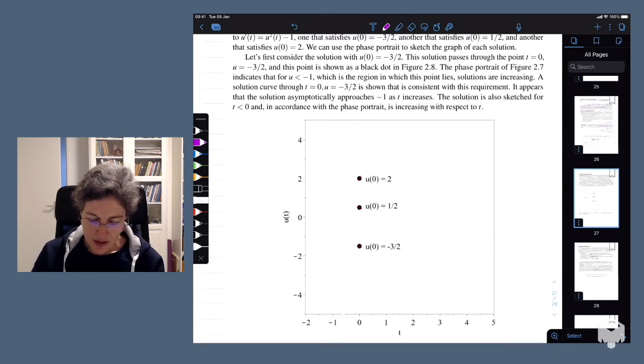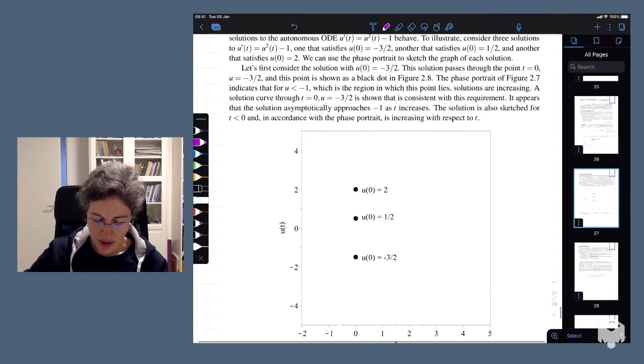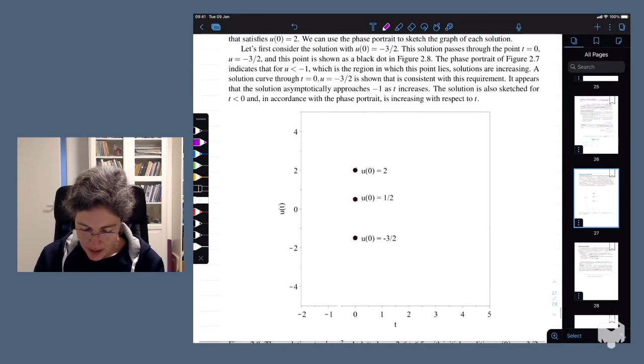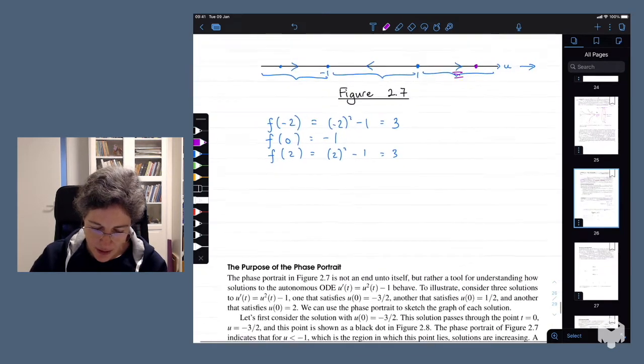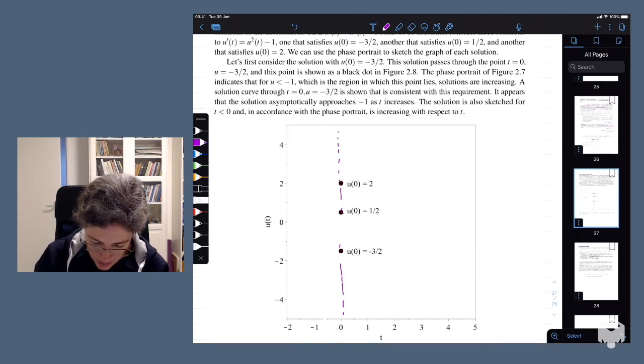Let's link this. I want to take what we've just said and see what it tells us graphically. Remember what our phase portrait said over here. I'm just going to sketch in very gently our phase portrait, and the important points were at -1 and at 1.